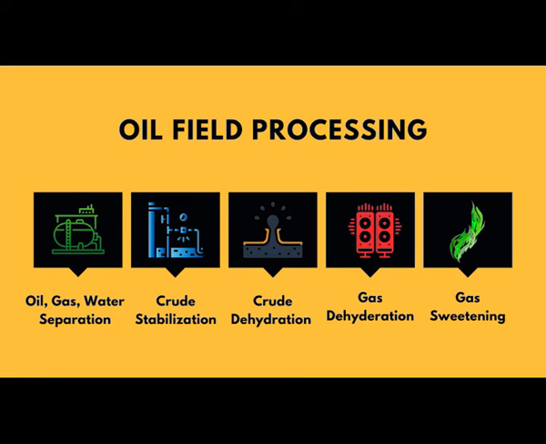The very first step, oil, gas, water, they are separated. Then the crude is stabilized. To understand more, I will cover that in the subsequent slides. Then the third step is the removal of water from crude oil, which is known as crude dehydration. Similarly, water is removed from the natural gas, which is known as gas dehydration. Finally, the gas is sweetened, which means the impurities are removed.